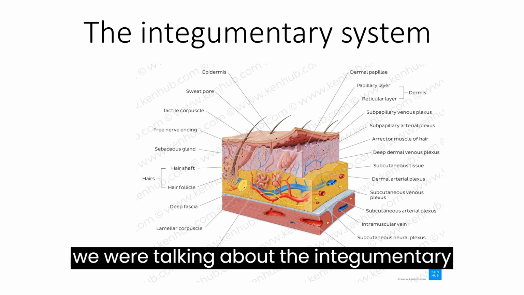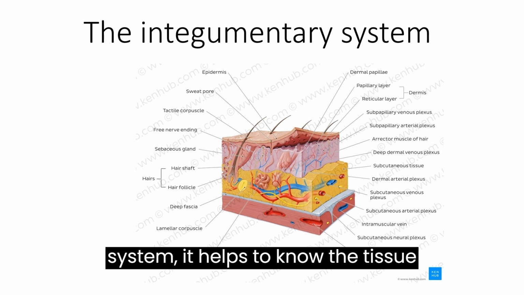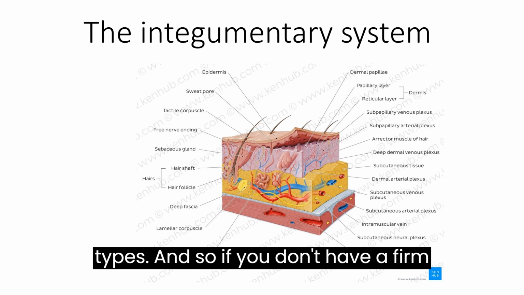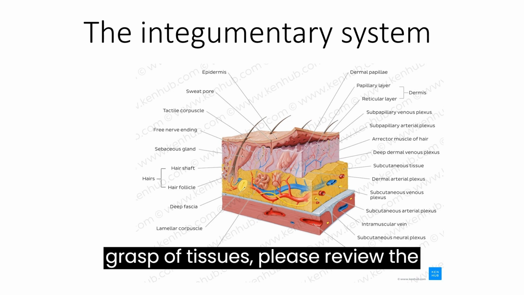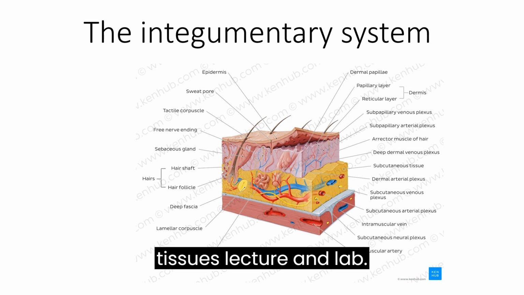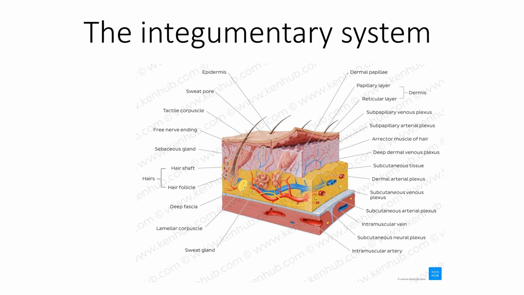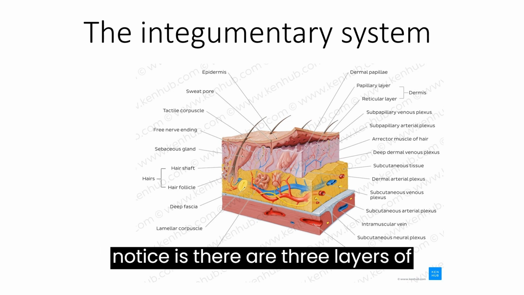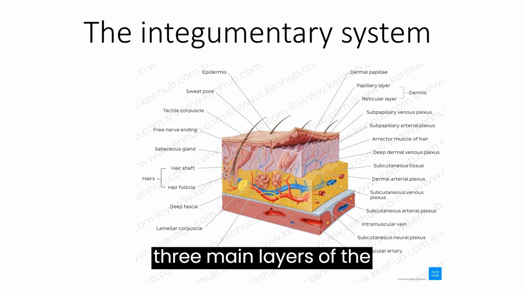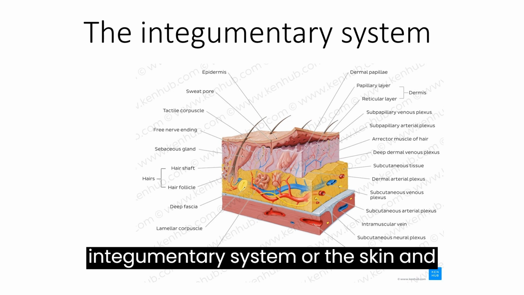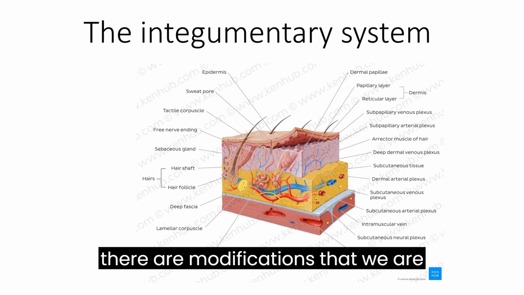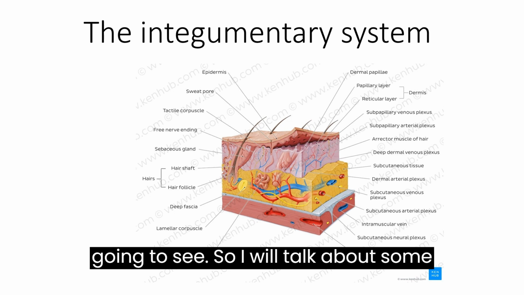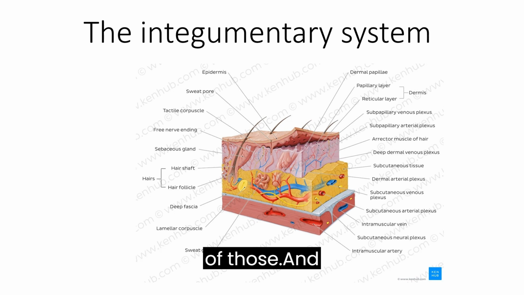But when we're talking about the integumentary system, it helps to know the tissue types. And so if you don't have a firm grasp of tissues, please review the tissues lecture and lab before. Now, one of the things you'll notice is there are three main layers of the integumentary system, or the skin, and there are modifications that we are going to see. So I will talk about some of those.